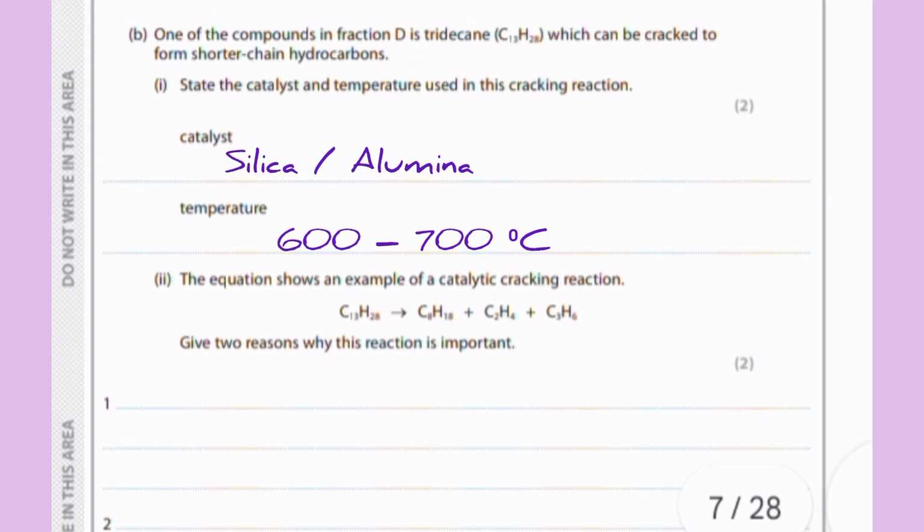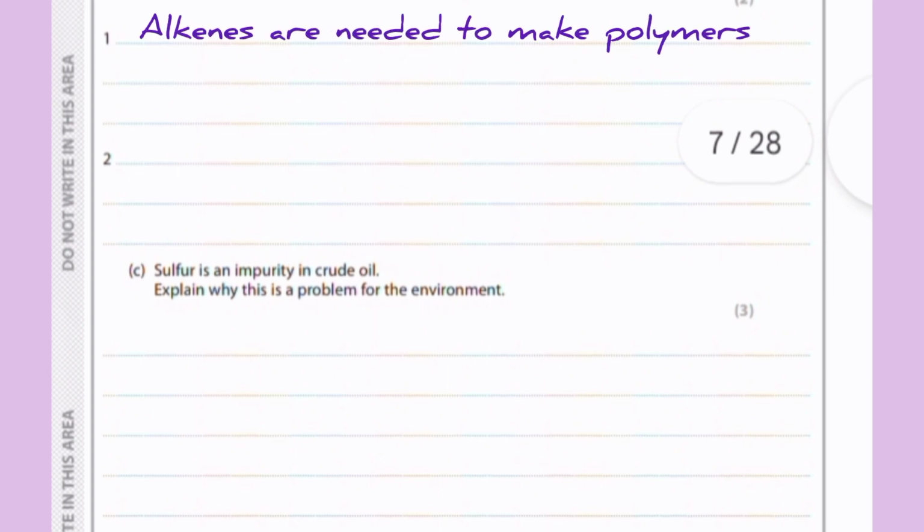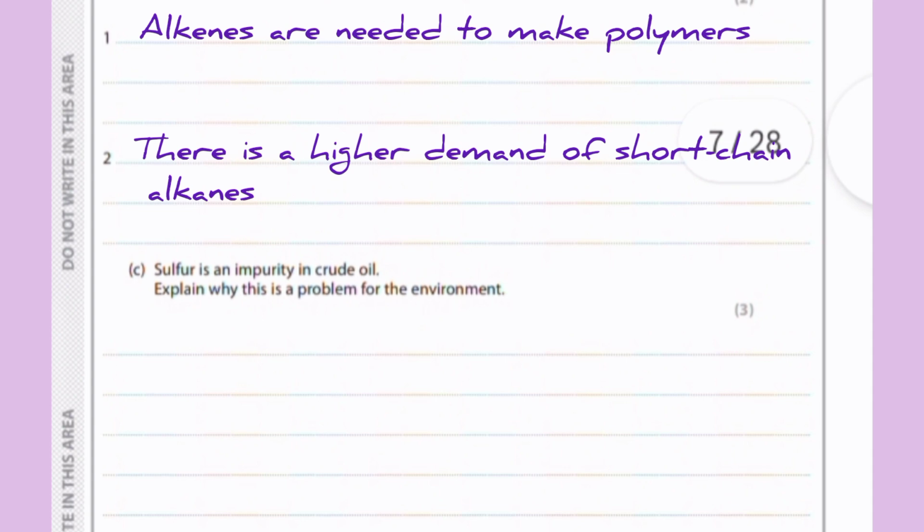Part 2. The equation shows an example of a catalytic cracking reaction. C3H28 cracks to produce C8H18 plus C2H4 plus C3H6. Give 2 reasons why this reaction is important. Number 1. Alkenes are needed to make polymers. And number 2. There is a higher demand of shorter chain hydrocarbons, like for fuels.